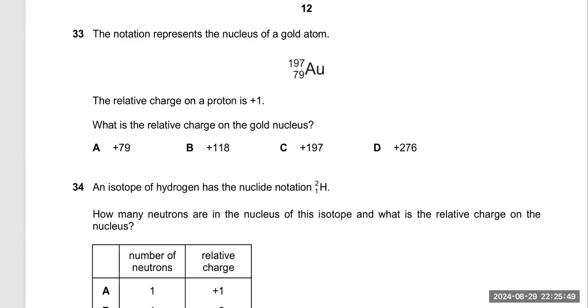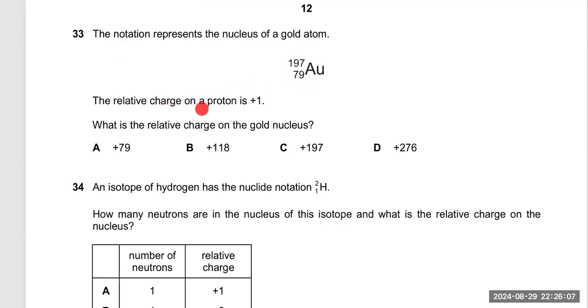It is a very easy question. The notation represents the nucleus of a gold atom. This is the symbol of gold, and 197 is the atomic mass, or mass number, of the gold atom, and 79 is the atomic number. It is also called the proton number.